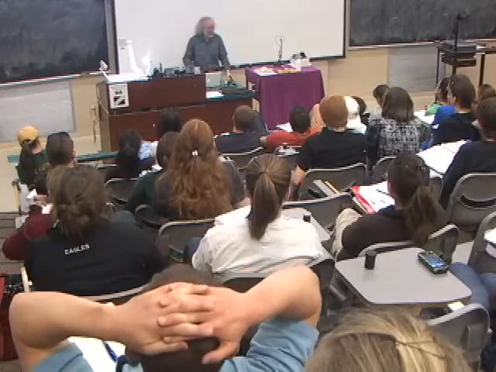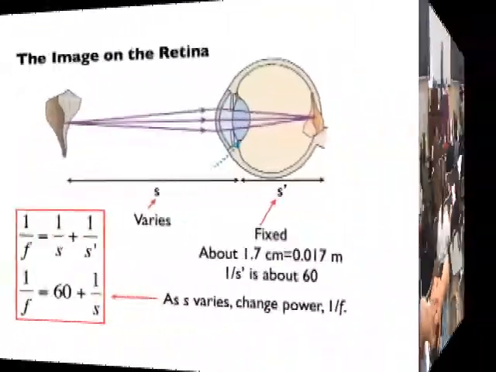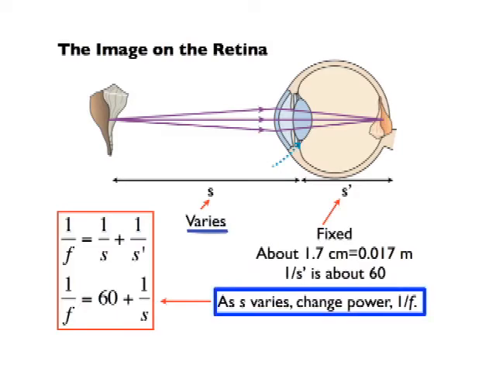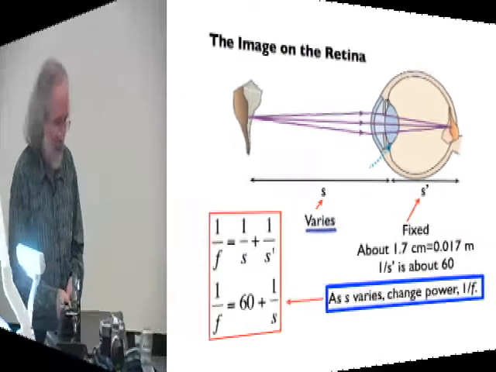Typically, what happens is this. You focus on objects at different distances by changing the focal length of the lens. We use this basic equation right here. The distance of things you want to look at vary, and so as a consequence, you can't vary this. You have to vary the focal length of the lens. You change the power of your optical system.